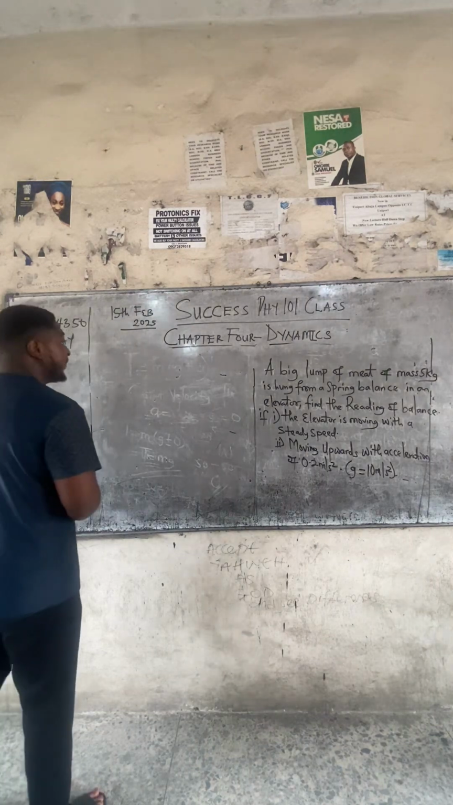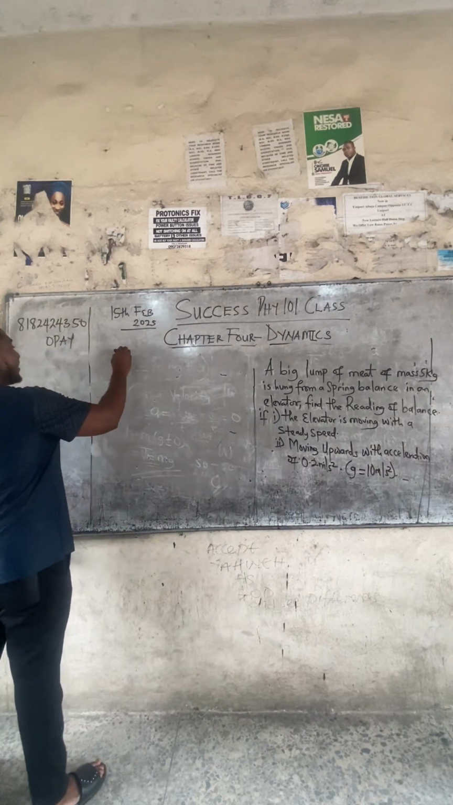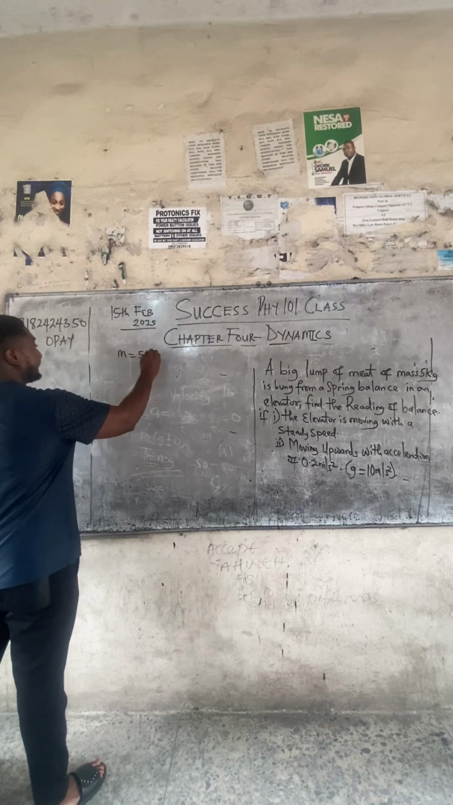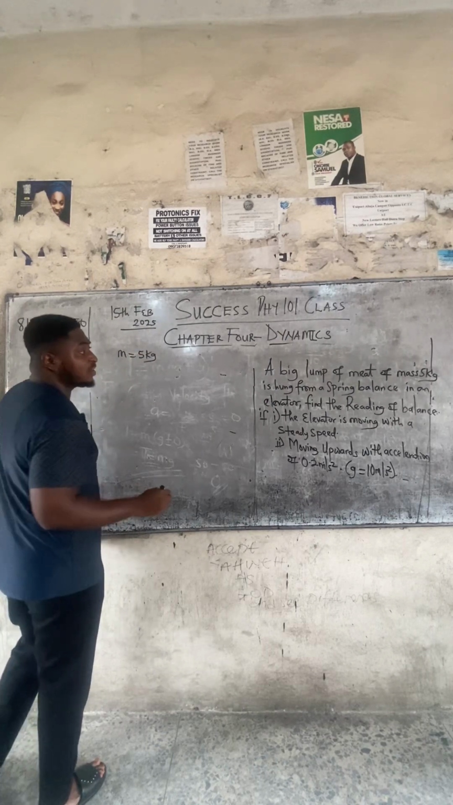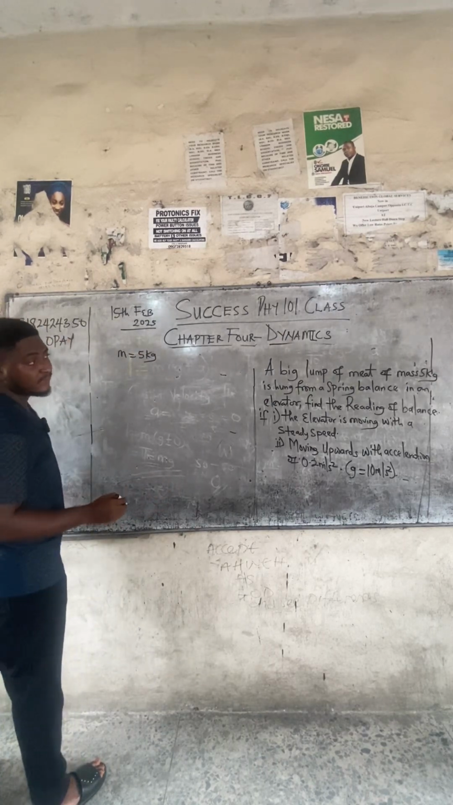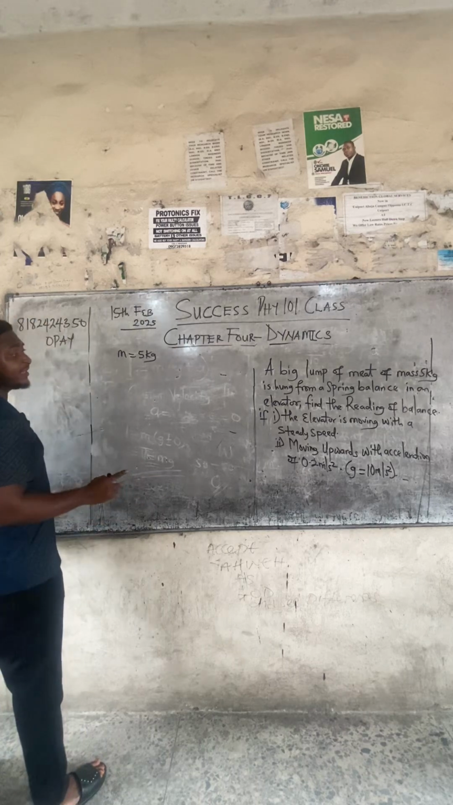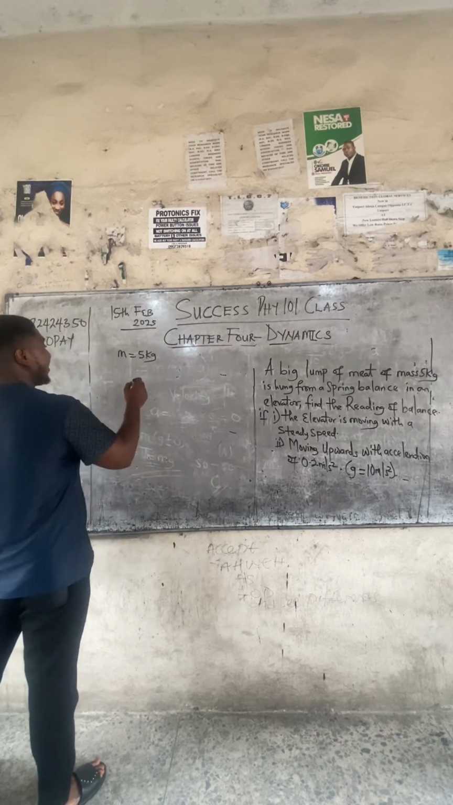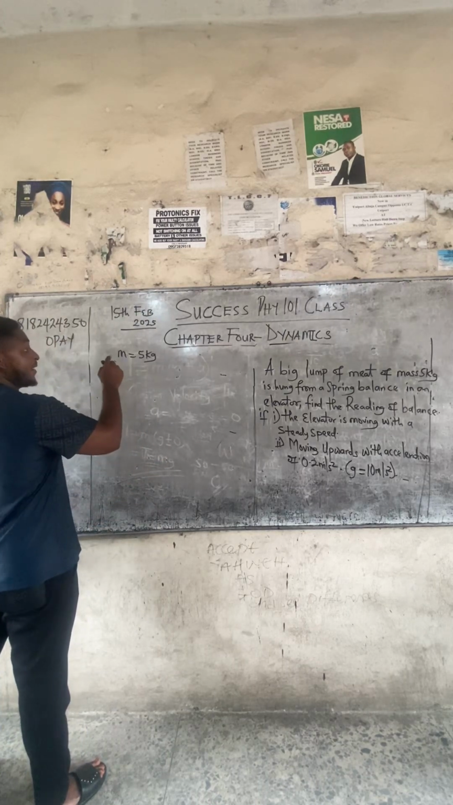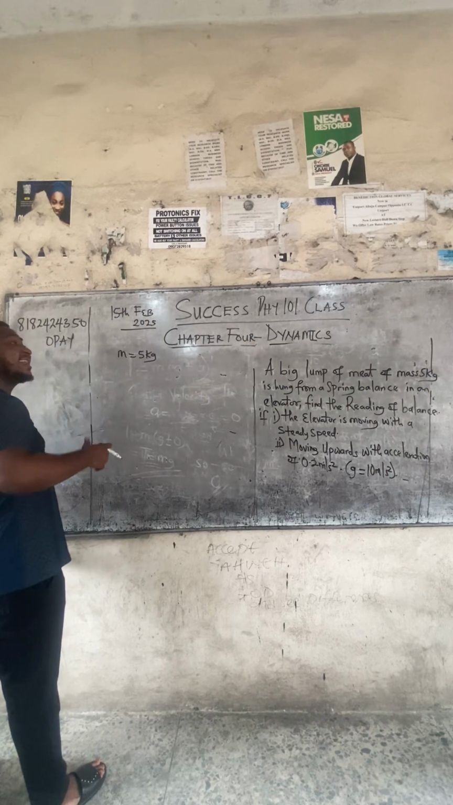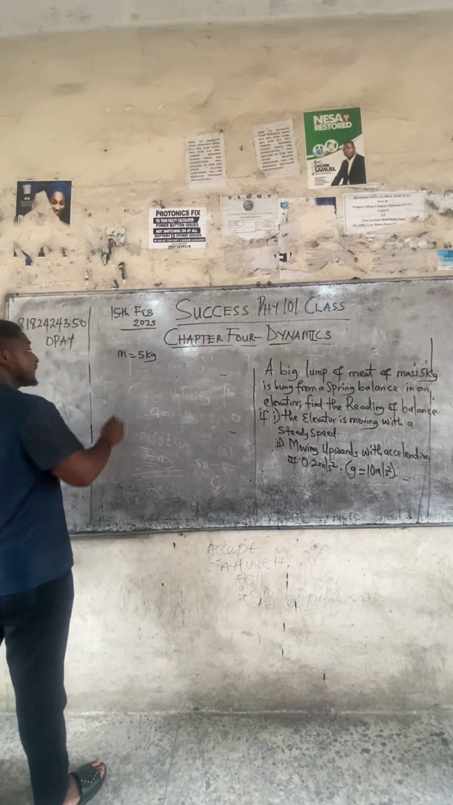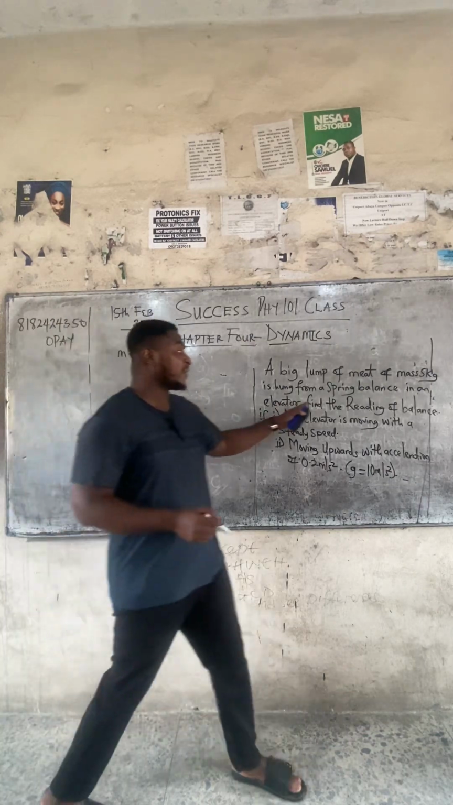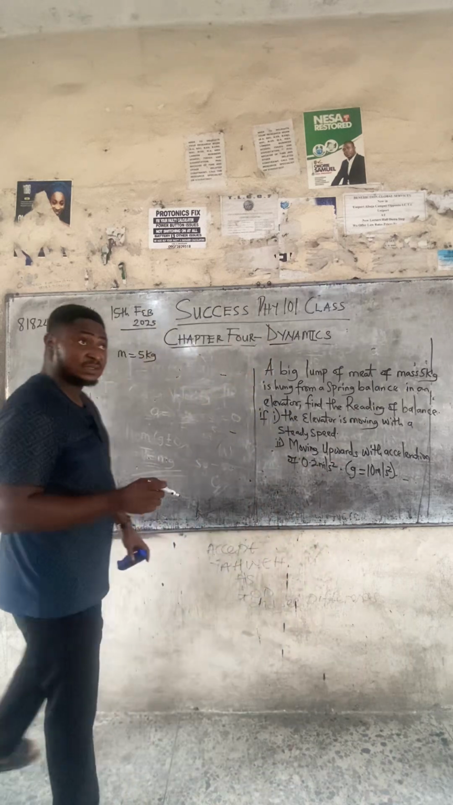Class, very quickly, a big lump of meat of mass 5 kg is hung from a spring balance in an elevator. If it's moving at steady speed, what's the reading of the balance? The reading of the balance means find the apparent weight or the tension.